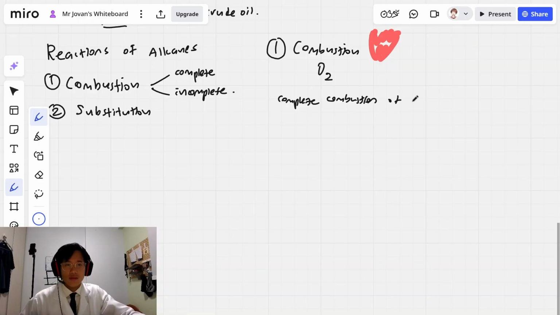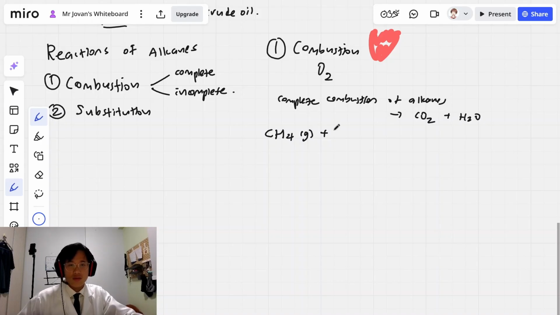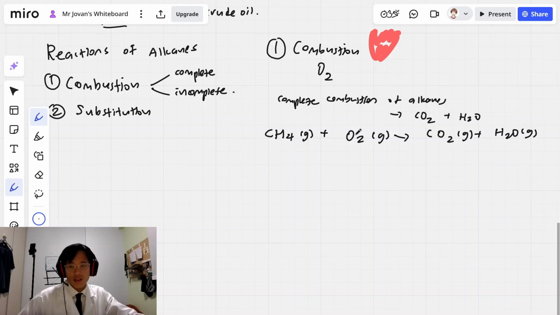Complete combustion of alkanes. Let's use the simplest alkane as an example: methane, CH4. Methane exists as a gas. If you want a complete combustion, your products would be CO2 and water. I'm going to fill in the reactants and products first before balancing this equation. So I get CO2 gas plus H2O. Since I'm burning, this H2O will be evaporated into a gas. Balancing this equation, this is the equation for complete combustion of alkane.